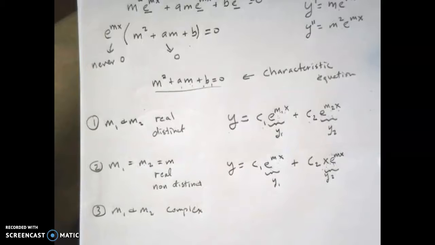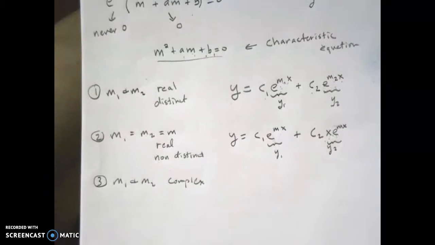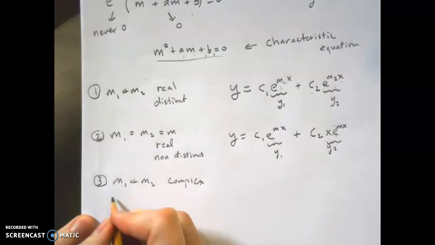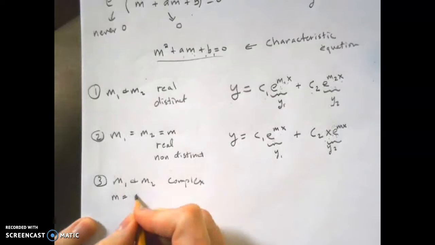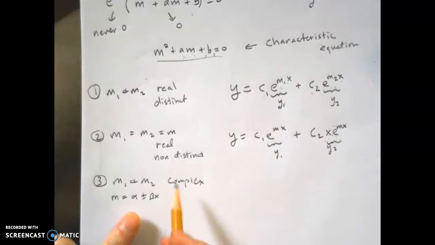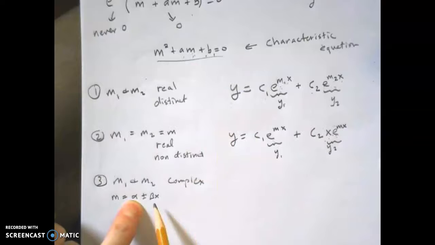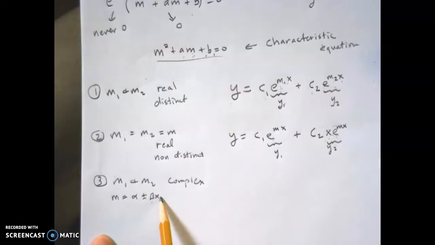Okay? And not just complex, but they contain imaginary solutions. So maybe m would equal alpha plus or minus beta i. So when you solve this, you'd have to solve it using the quadratic formula. You end up with something imaginary underneath. So let's say you have 2 plus or minus 3i.